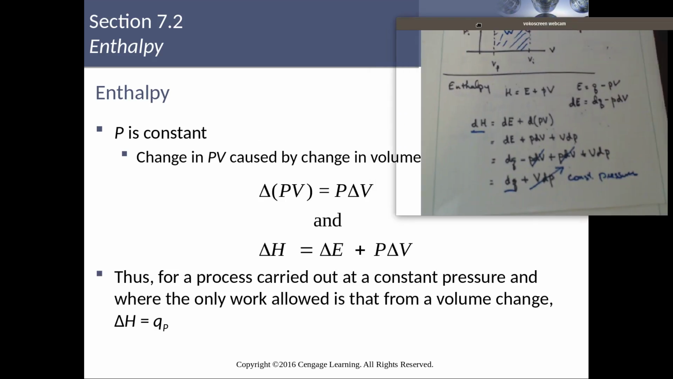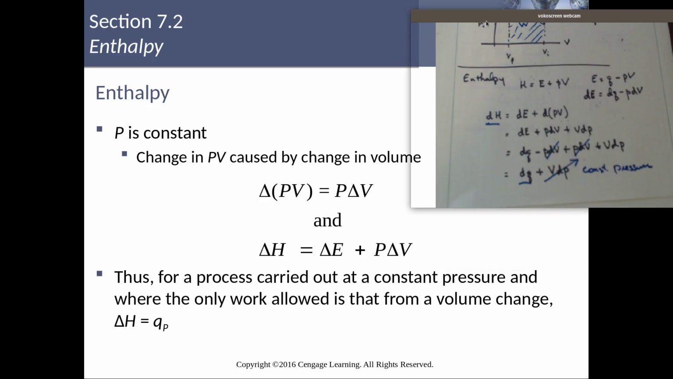Again, this is looking at this change in PV caused by change in volume at constant pressure, and you can look at this. And the only work that comes about is this. This is actually not correct. This line is not correct.